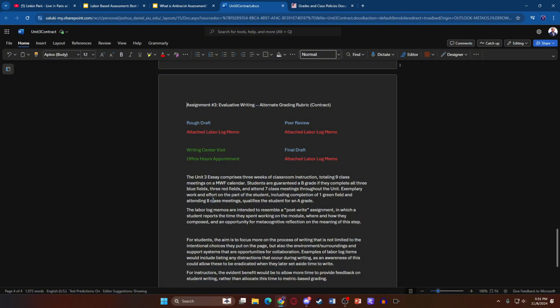Yeah, I did let them know that this is negotiable in a sense. And in the contract that they signed, which I did not include here, a B has a wide range to it. I mean, a B minus and a B plus is a huge range. And I think I told them that this only applied to the red fields here for the labor log memos. Completing those or not can take you from a B minus to a B to a B plus.